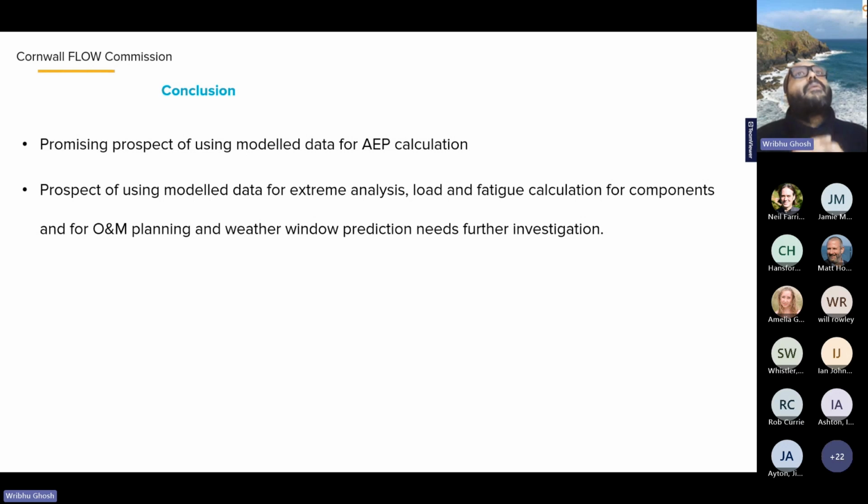However, having said that, the model still needs to be further investigated on its ability to be used in extreme analysis and for O&M planning and weather window prediction. This is one area where either we need to have ways to use the model, or the model needs to improve going forward. But for energy generation, we do feel that this is one area where it does have a huge prospect.